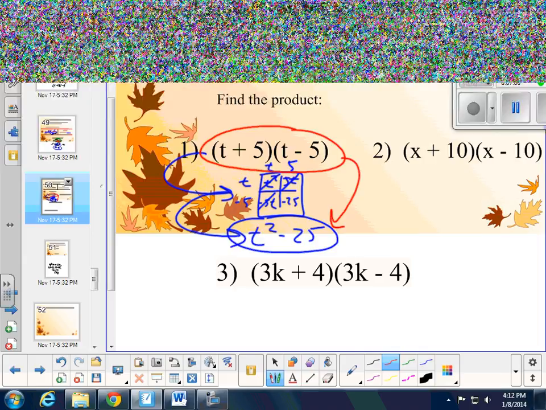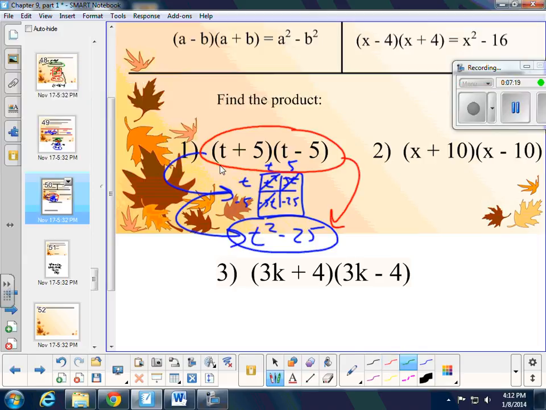So doing x plus 10 and x minus 10, what will I end up getting here? I could do a table, or I could do the FOIL method, but we'll find out that I'll end up just getting x times x, which is x squared, and then 10 times negative 10, which is negative 100. And that middle term would end up canceling, so I just get x squared minus 100.